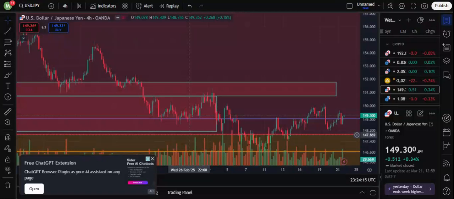I want to share how I approach the chart on USDJPY.